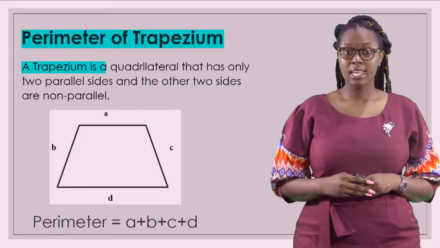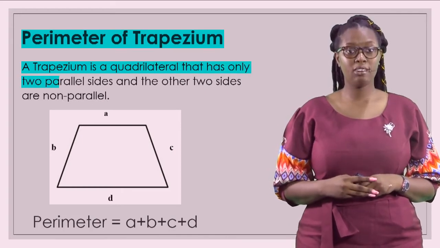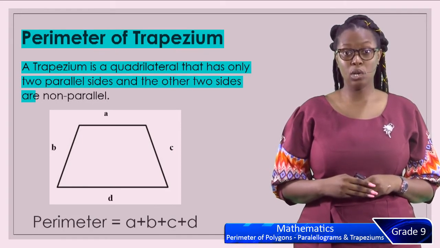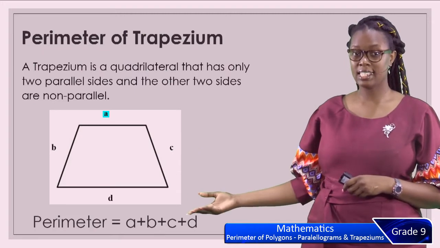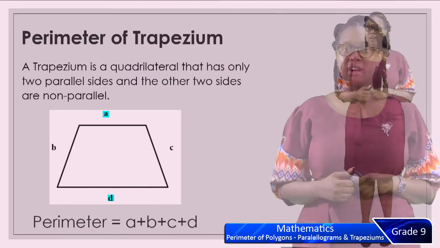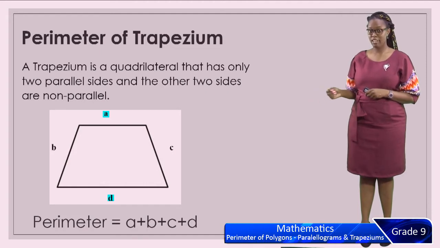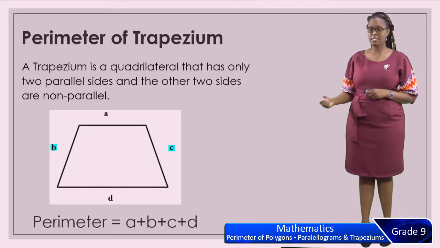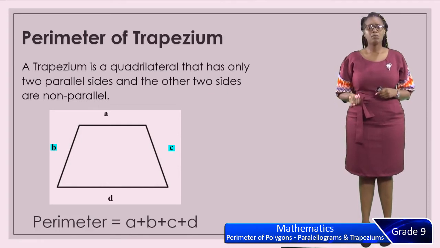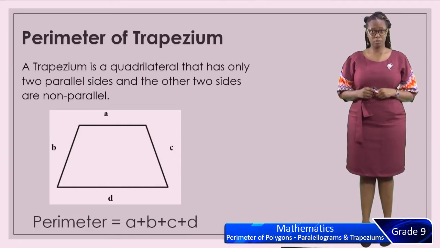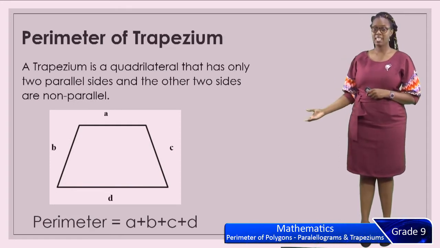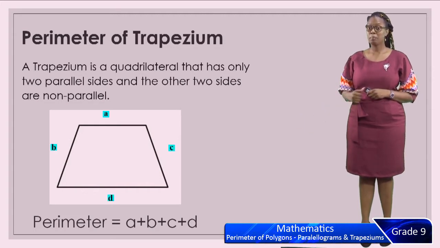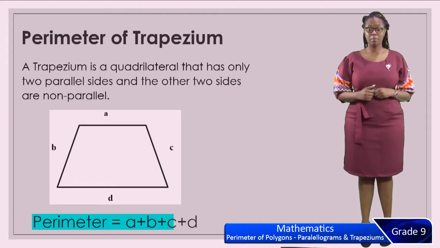A trapezium is a quadrilateral that has only 2 parallel sides, and the other 2 sides are non-parallel. So if we look at this trapezium here, we could see that sides A and D are parallel to each other. Parallel meaning that they are heading in the same direction, whereas sides B and C are not parallel. So if we want to calculate the perimeter of this trapezium, all we have to do is add all 4 sides. In this case, we have sides A, B, C, and D. So the perimeter of this trapezium would be A plus B plus C plus D.